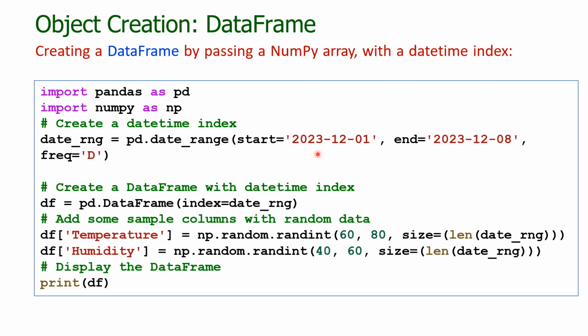So here in this example, we have considered the 1st December 2023 as the start date and 8th December 2023 as the ending date, and the frequency is D. D stands for day. So that means once we have the first value as 1st December, the next value will be the next day, which is 2nd December, and so on and so forth. So here frequency indicates the value by which the start value has to be incremented. In this case, each time the index value is incremented by 1 day.